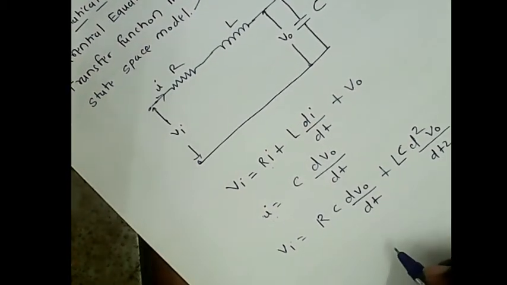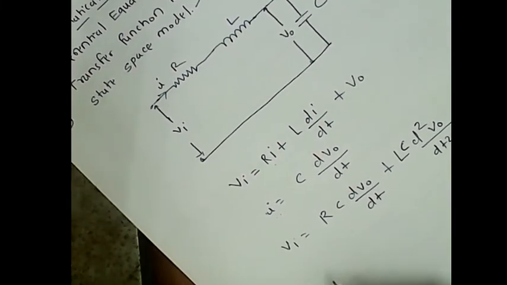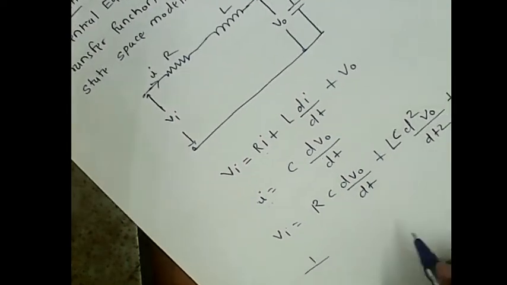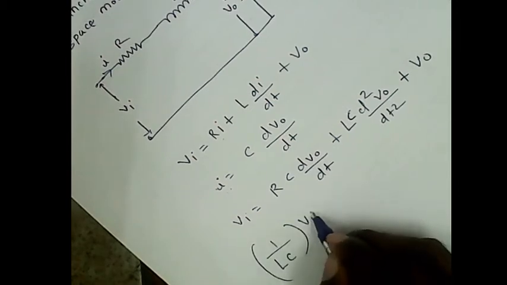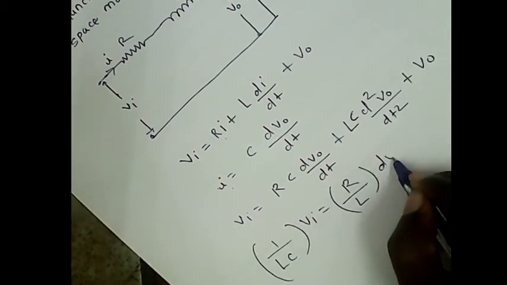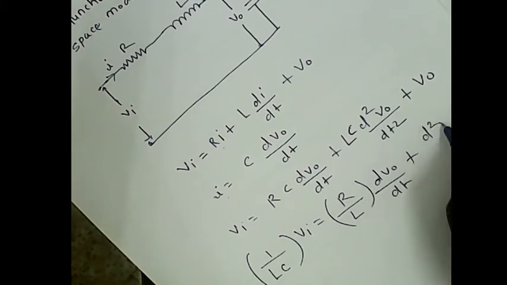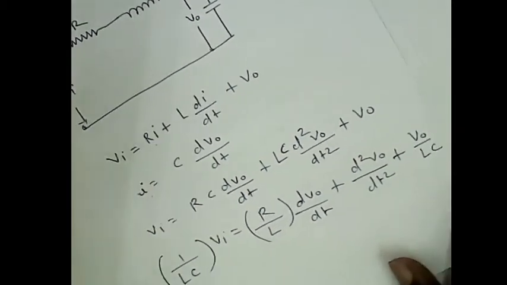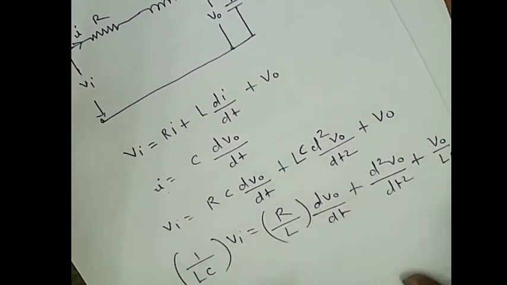So we can take the common LC from this equation. So we can write 1 upon LC Vi equal to R upon L dV0 by dt plus d square V0 upon dt square plus V0 divided by LC. So we take LC common from this equation.